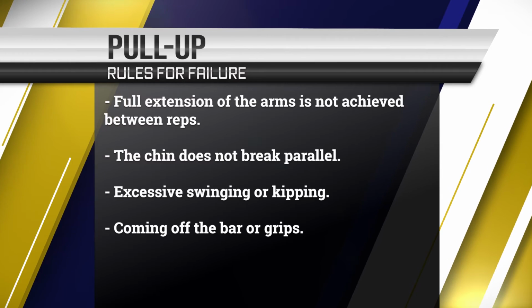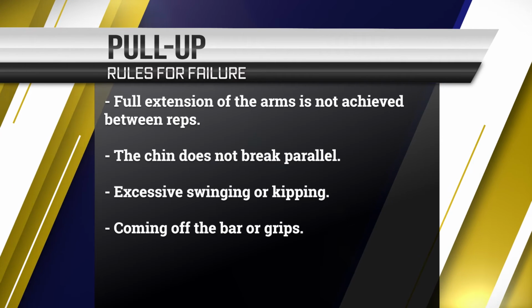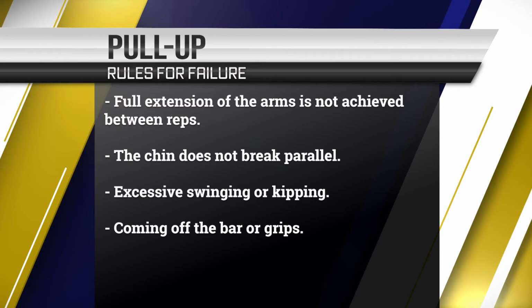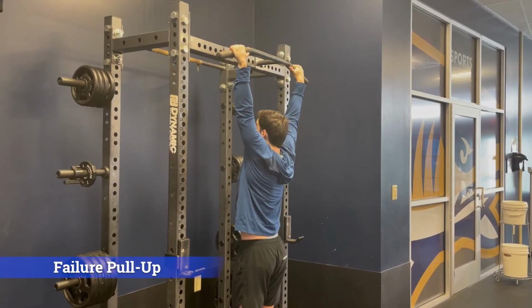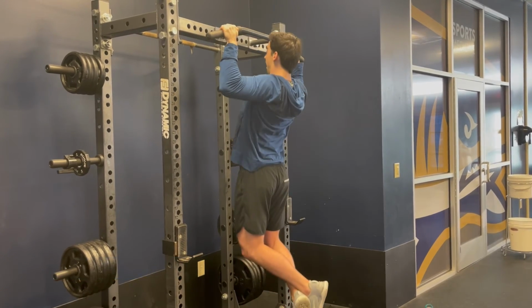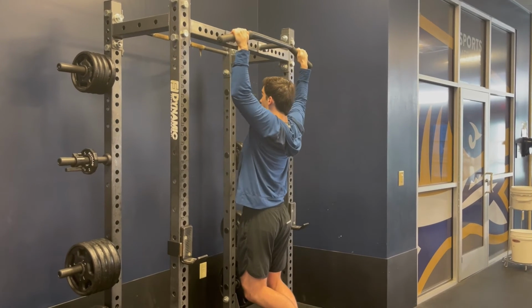You might fail your pull-up because your arms aren't being fully extended, the chin does not break parallel, you're excessively swinging or kipping, and you're coming off the bar or the grips. Here's an example of a failed pull-up. Notice how I'm not fully extending and my chin's not breaking parallel.